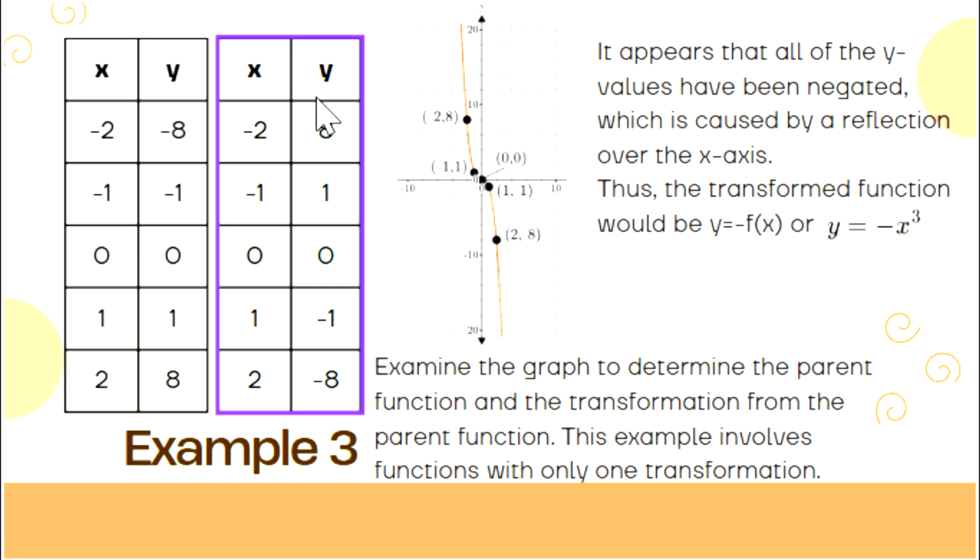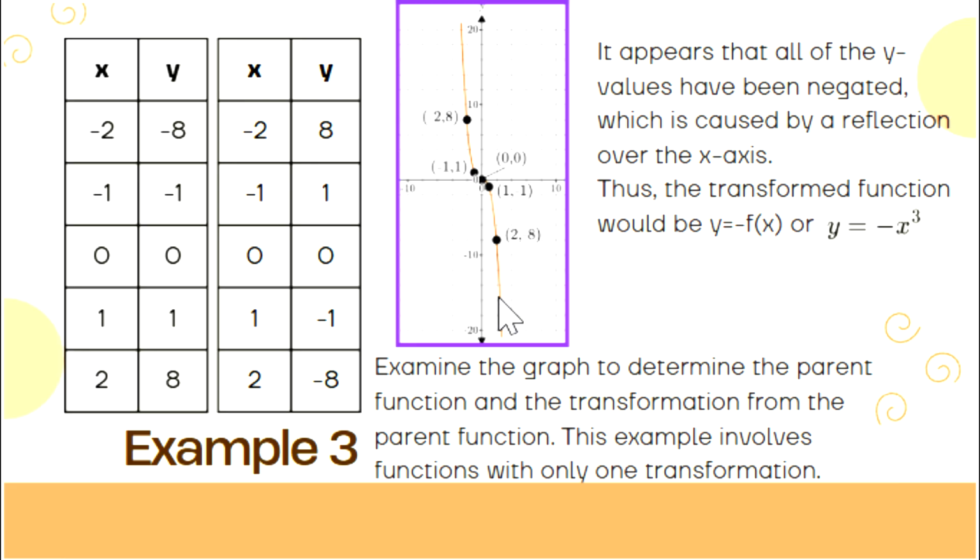Okay, it appears that all of the y values have been negated. Okay, so see how here we're at negative 8 and then negative 8 is down here. So negative 8 went to positive 8, negative 1 went to positive 1. That's what it's saying, which is caused by a reflection over the x-axis.